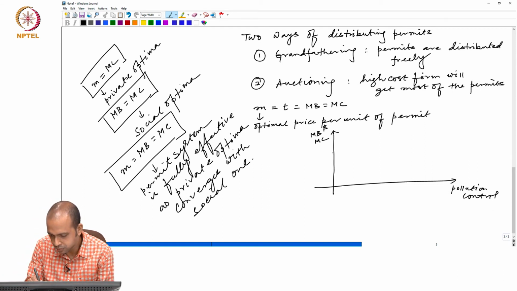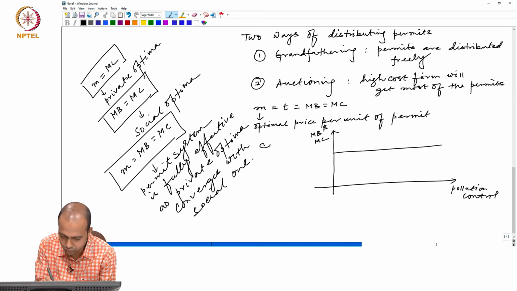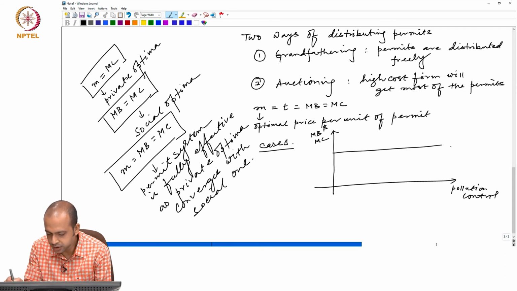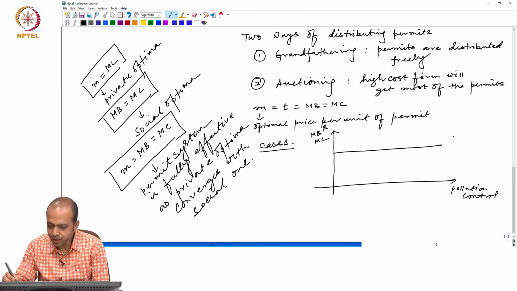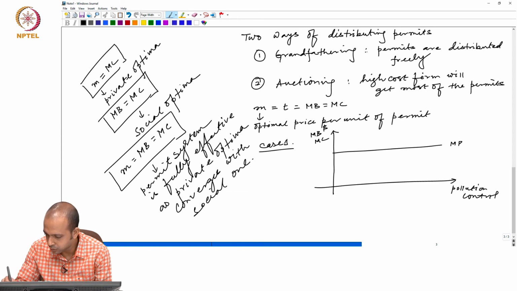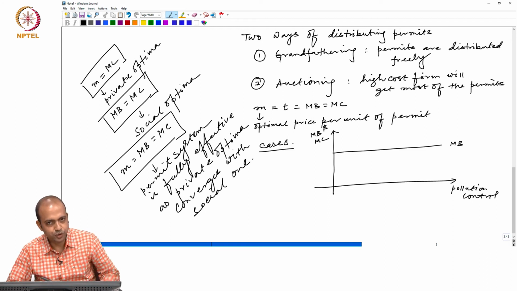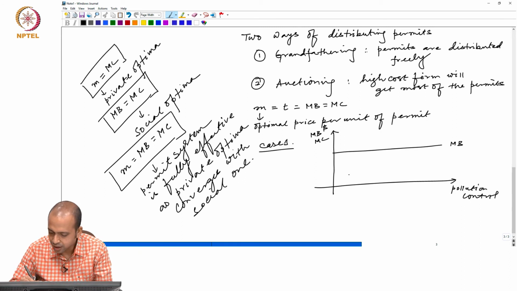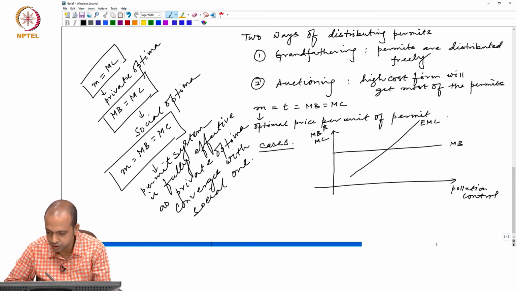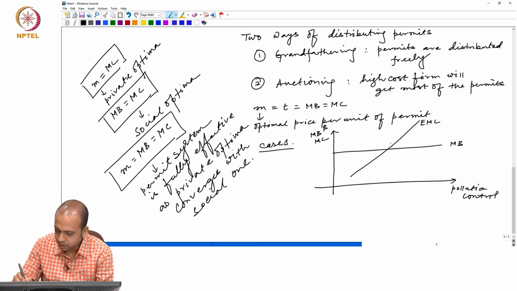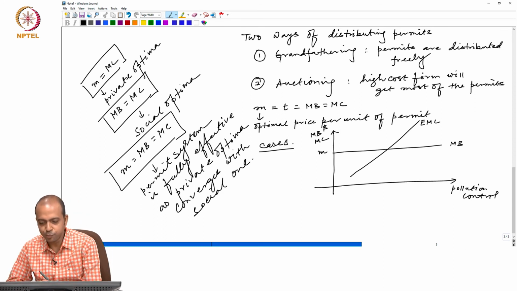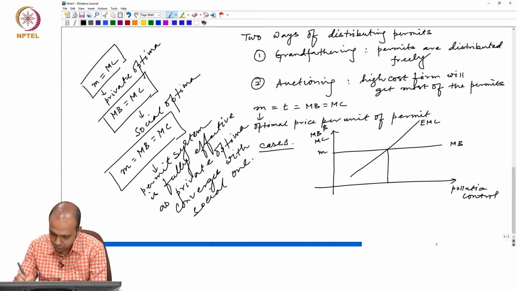So, the first case, this is case 1. In this case, the policymaker is certain about the benefit. The policymaker is certain about marginal benefit, which is again the flat straight line, and uncertain about the marginal cost. As a result, this is the expected marginal cost, and this is actually M, the permit price.